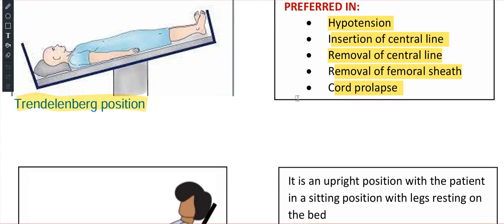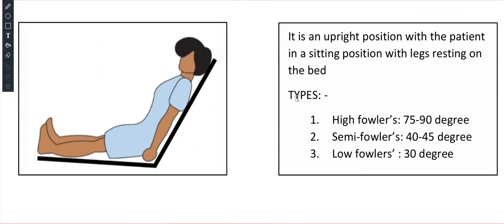Now let's come to Fowler's position. Fowler's position has three variations. High Fowler's means the head end is raised from 75 to 90 degrees. Semi Fowler's means the head end is raised from 40 to 45 degrees. Low Fowler's means the head end is raised to 30 degrees.